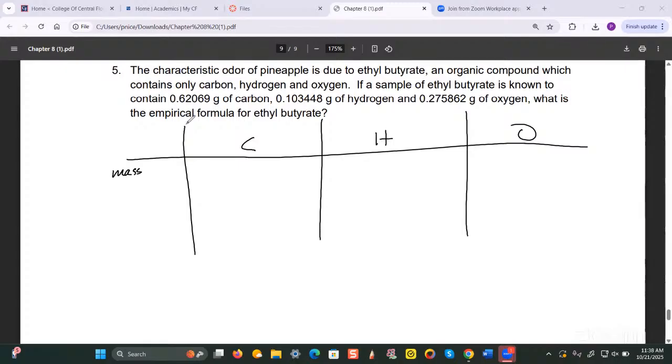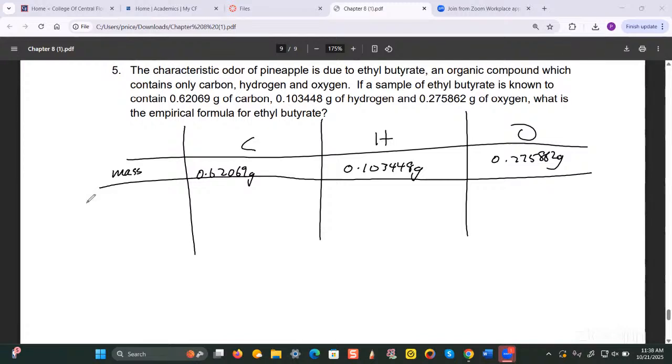So carbon is 0.62069 grams. Hydrogen is 0.103448 grams. And oxygen is 0.275862 grams, right? So those are the masses. So the moles, of course, we divide each of them by their respective molar masses.